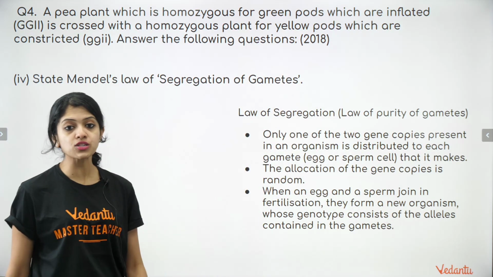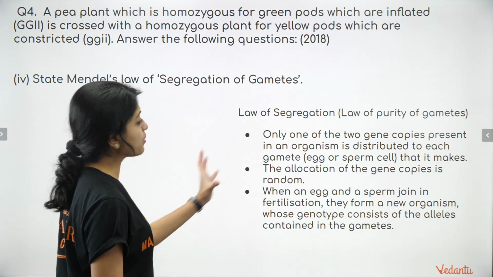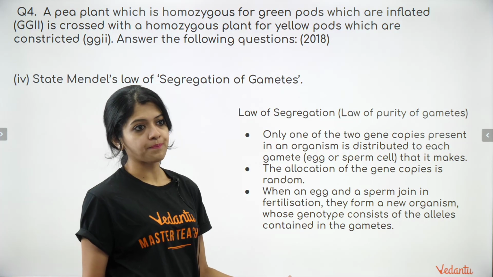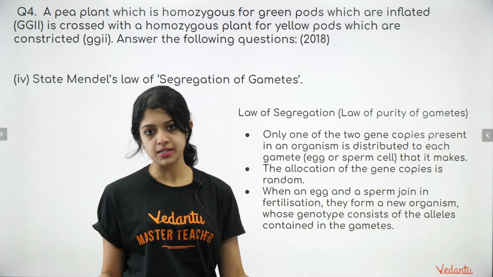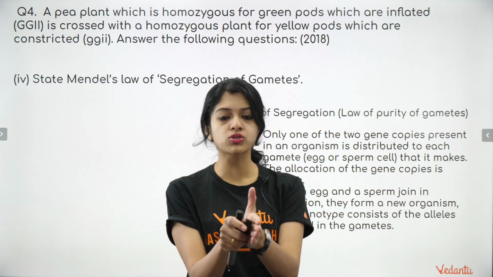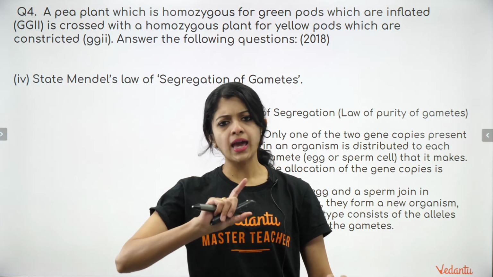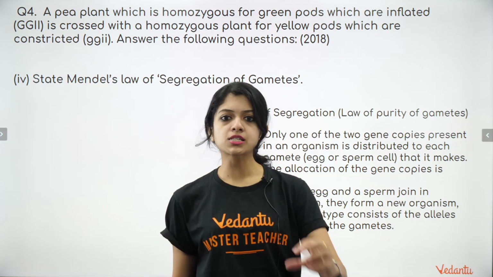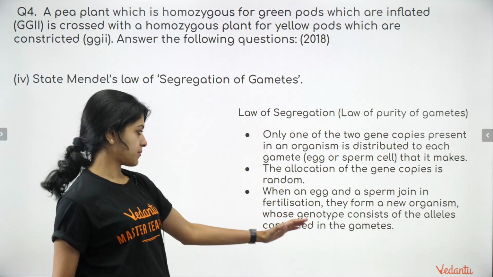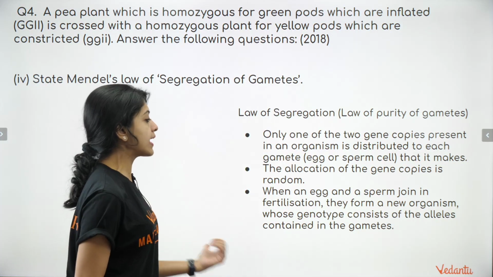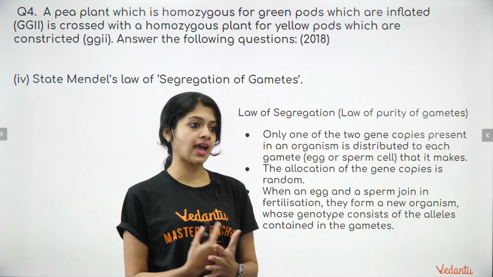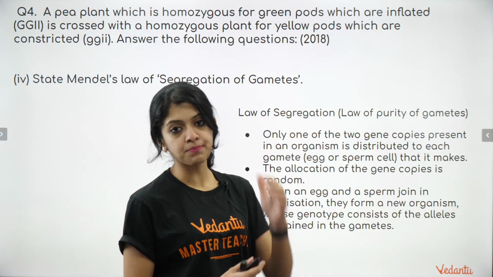This is what you can write when the law of segregation is asked. Only one of the two gene copies present in an organism is distributed to each gamete, and the allocation of gene copies is random. If an organism has a capital T, small t as the genotype, when the gametes are formed, one capital T randomly enters a gamete, the small t randomly enters another gamete. It's just random, no hard and fast rules there. And when an egg and sperm join in fertilization, they form a new organism whose genotype consists of the alleles contained in the gametes.